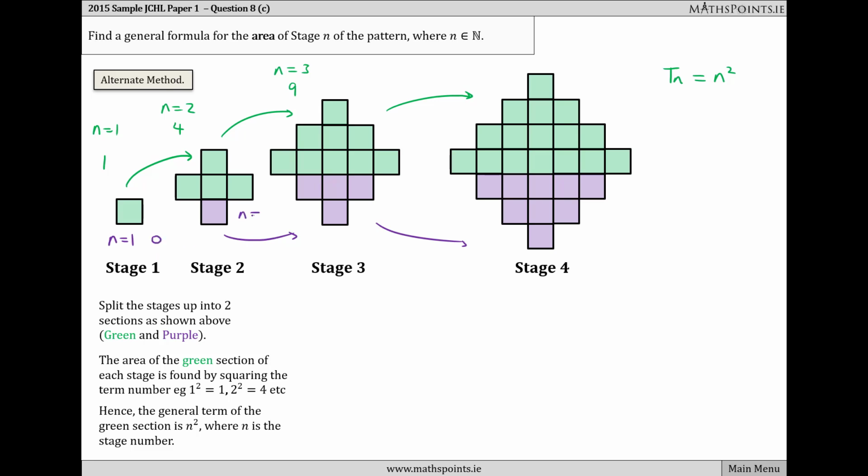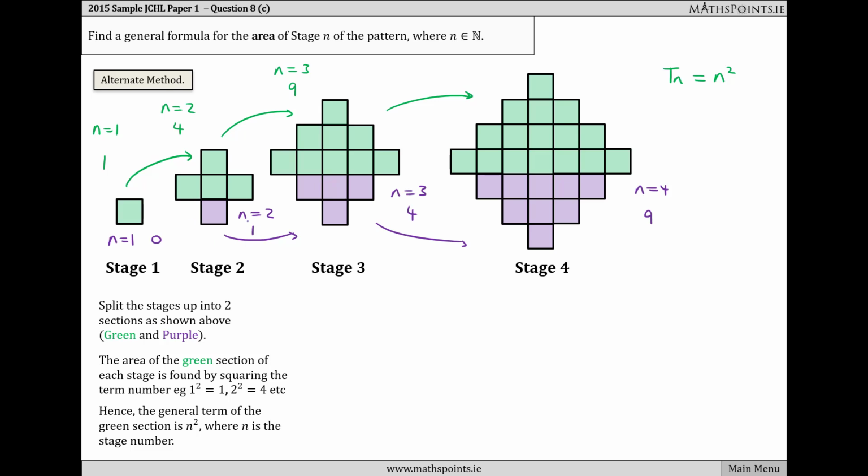When n equals 2, the number of purple squares is 1. When n equals 3, the number of purple squares is 4. And when n equals 4, the number of purple squares is 9. This is much harder to spot what's happening with this pattern. We can see that there is a pattern, 1, 4, 9, but it's a stage different than the green pattern.